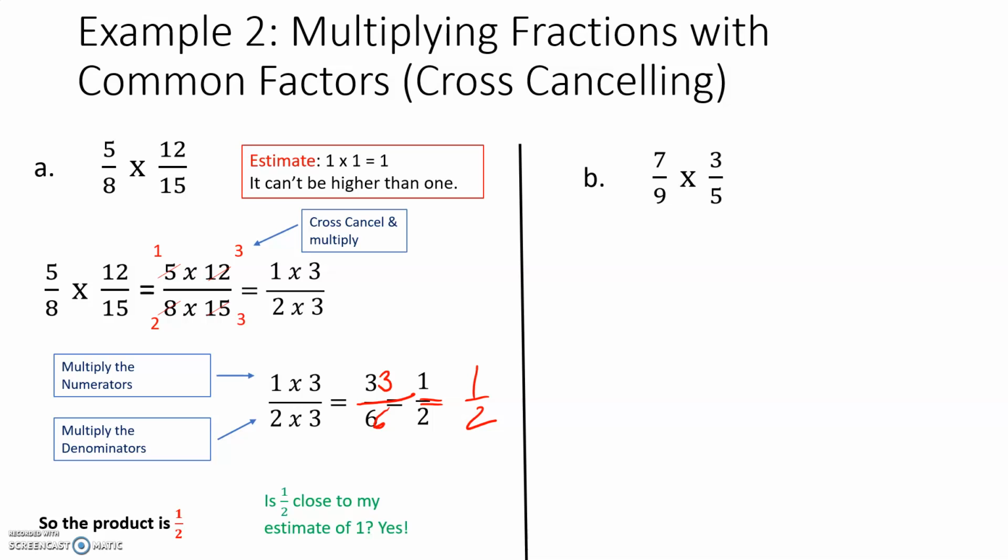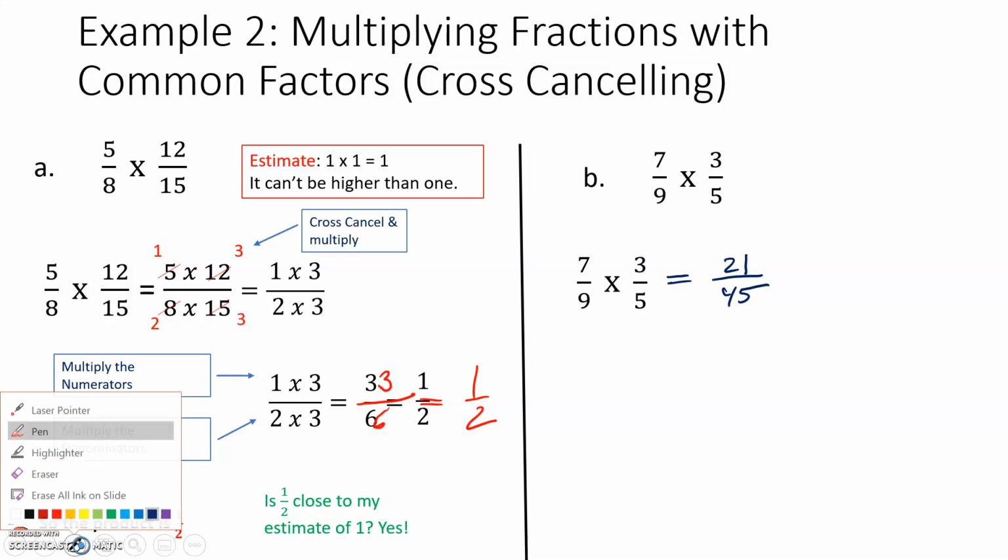All right, so 7 ninths times 3 fifths. I'm going to skip the estimation because it's going to be less than 1 again. So I have 7 times 3 over 9 times 5. Actually, I'm going to erase that, and I'm going to do this in black so you can see my changes. I'll do it in blue. So that equals 21 over 45. Oh, I'm sorry. Oops.